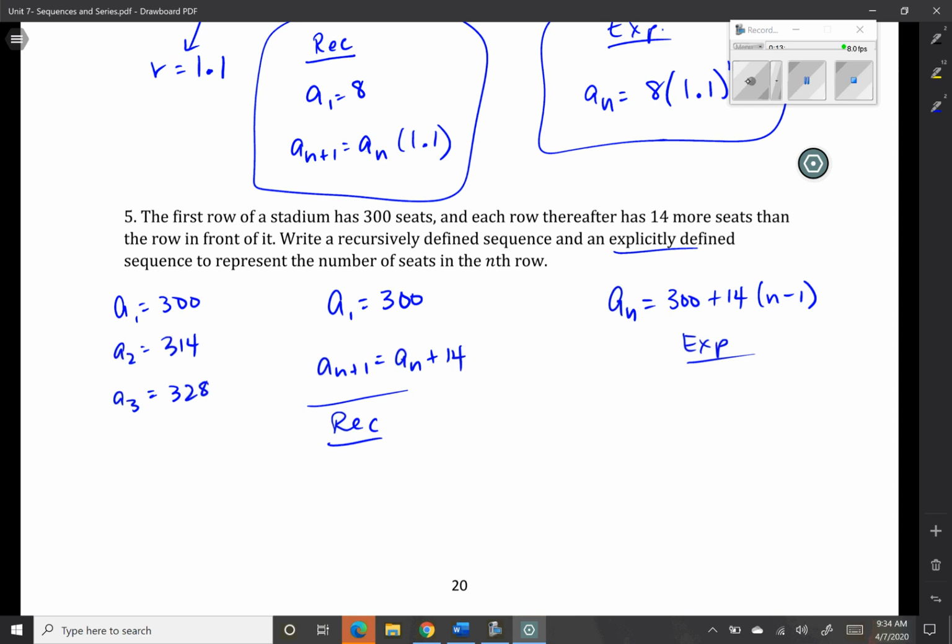One of the big things about this lesson is understanding that these are actually generating the same exact sequence. They just look very different, and understanding what's different about them.